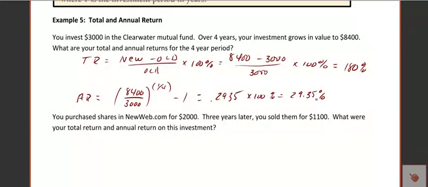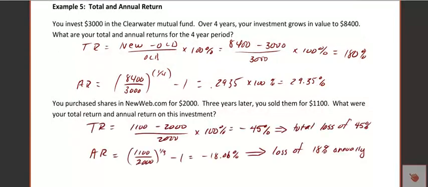Okay, do the same thing with that next problem, and then check your work. So if you use the two formulas to find the total and the annual returns, you should see a loss here. The total return is minus 45%, so that represents a total loss of 45%. And the annual return is a negative 18.06%, and we interpret that as a loss of 18% annually.